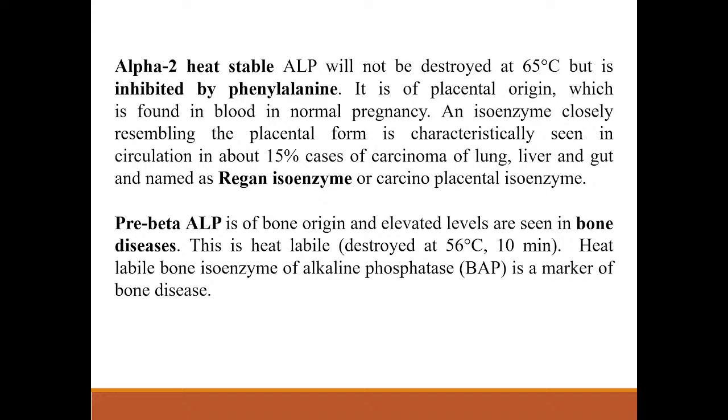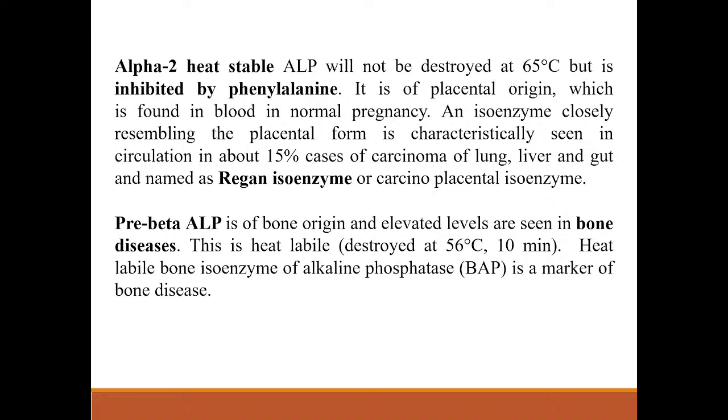The heat stable one is inhibited by phenylalanine. It is found in normal pregnancy, and the placental form isoenzyme closely resembles it. It is seen in the circulation of 15% of carcinomas of lung, gut and liver, and is known as Regan isoenzyme or carcinoplacental enzyme. It is a marker for different carcinomas.